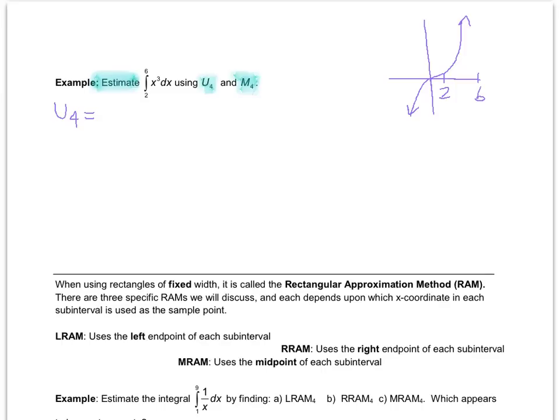Now, because this function is what we call monotonic from 2 to 6, that's a word you've got to know, monotonic. Monotonic means strictly increasing on an interval or strictly decreasing, but mono means one. So it's only doing one thing on the interval. So this thing is monotonic, increasing from 2 to 6. And because of that, the upper sum is always going to be at the right endpoint of each subinterval.